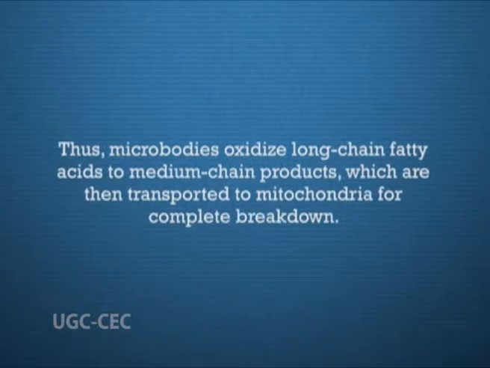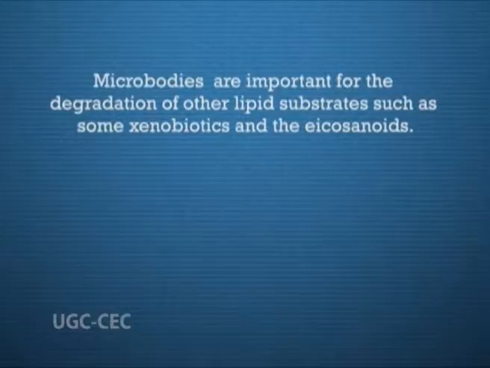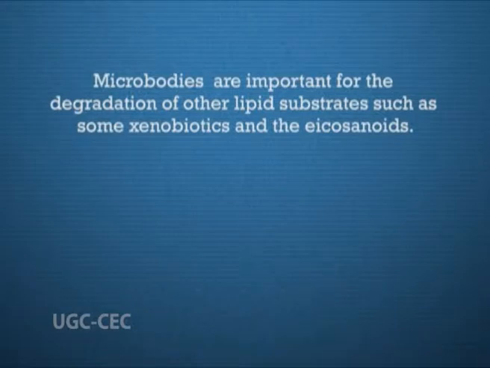Thus, the microbodies oxidize long-chain fatty acids to medium-chain products, which are then transported to mitochondria for complete breakdown. In this way, very long-chain fatty acids, such as erucate, which are poor substrates for mitochondria, can be catabolized. Microbodies are important for the degradation of other lipid substrates, such as some xenobiotics and eicosanoids.